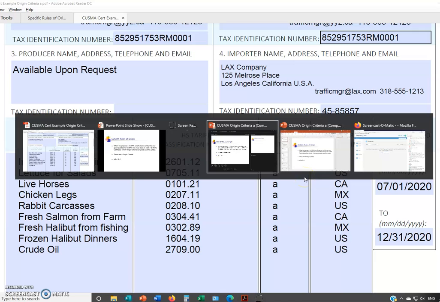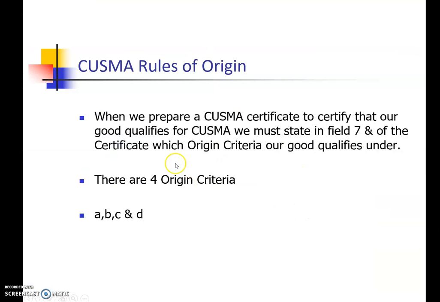Now, there are 4 origin criteria: A, B, C, and D. By the way, forget about this and symbol here. It should be just in field 7 of the certificate of origin. But there are 4 origin criteria that we worry about: A, B, C, and D. Today we're going to learn about A, but let's look at all 4 of them.